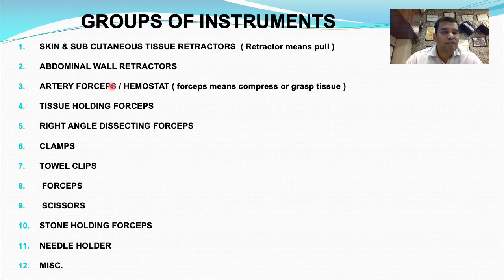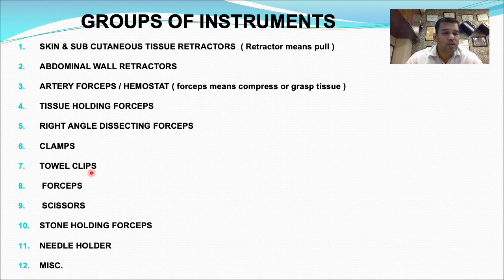Third is artery forceps, also called hemostats. Forceps means to compress or to grasp any tissue. The instrument we use to grasp a tissue is called forceps, and if it is used to grasp arteries or a vessel or to achieve hemostasis, it is also called artery forceps or hemostatic forceps. Next is tissue holding forceps. The instruments not used for holding the vessel but to hold the tissues are called tissue holding forceps. Next we have right angle dissecting forceps, clamps, towel clips.